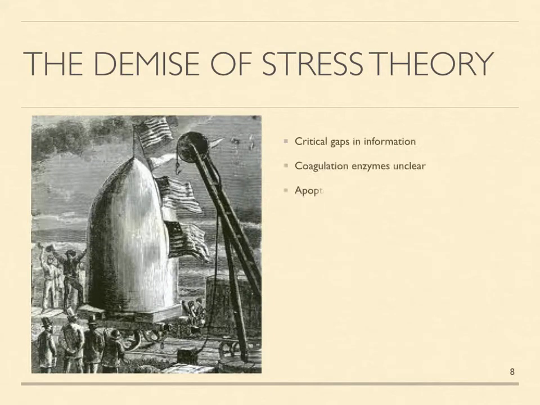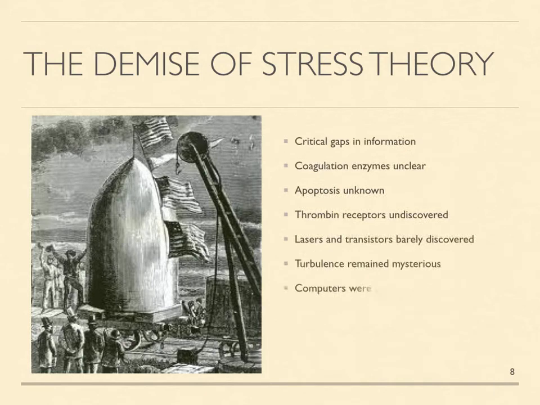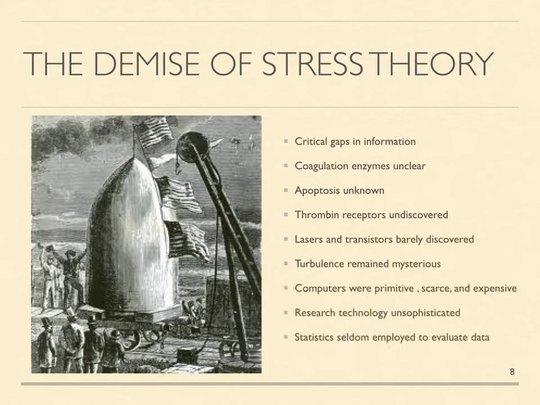In retrospect, the stress researchers resembled Jules Verne planning a trip to the moon before rockets were invented. The mammalian stress mechanism is more complex and counterintuitive than anyone anticipated. There were critical gaps in the information needed to describe the mechanism.